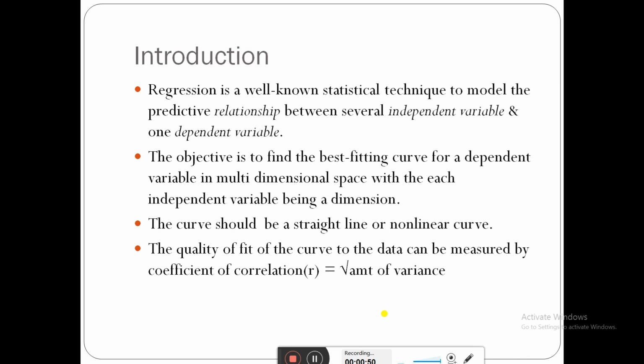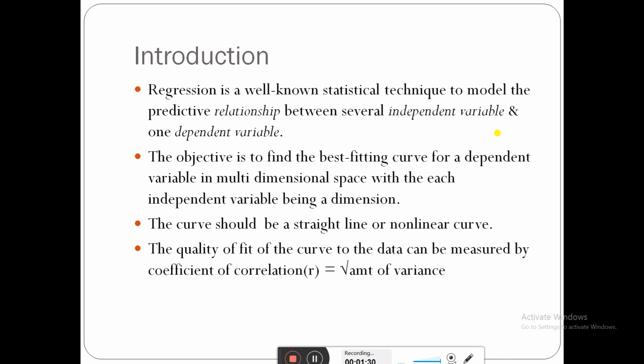Take an example: what is an independent variable and a dependent variable? See, age is a dependent variable. Date of birth is an independent variable. Age is going to depend on the date of birth. So the age becomes the dependent variable and the date of birth is the independent variable. The objective is to find the best fitting curve for the dependent variable in multi-dimensional space, with each independent variable being a dimension.